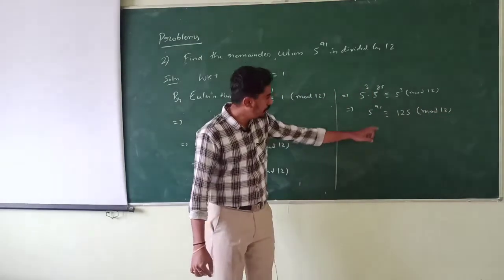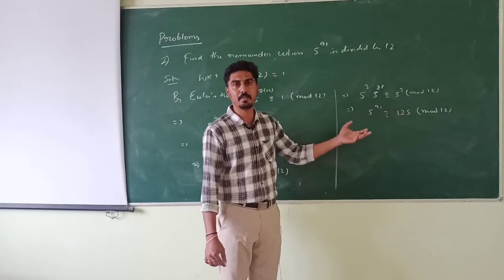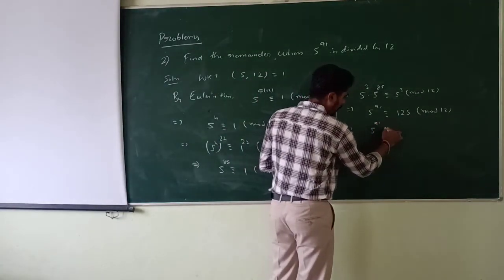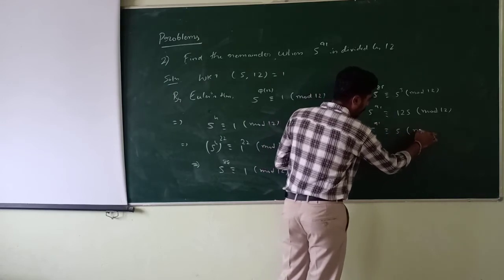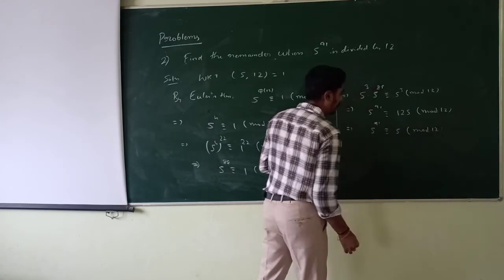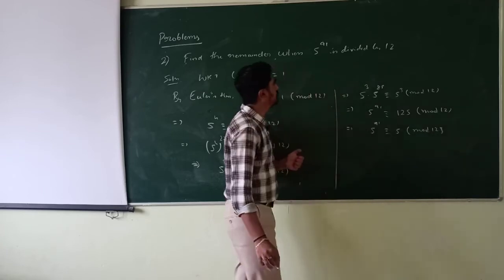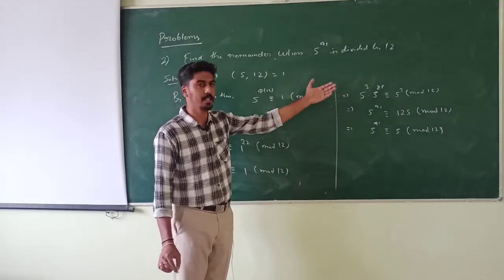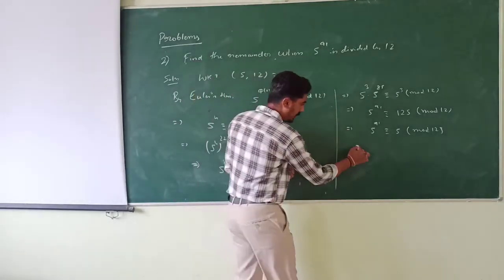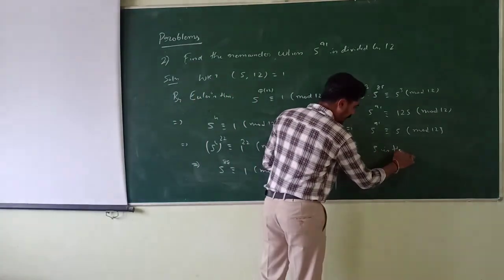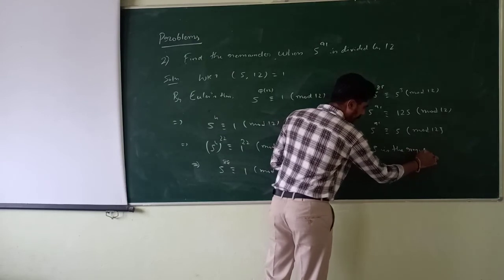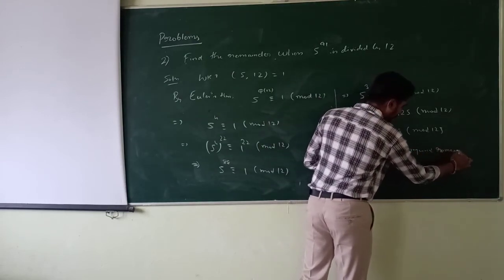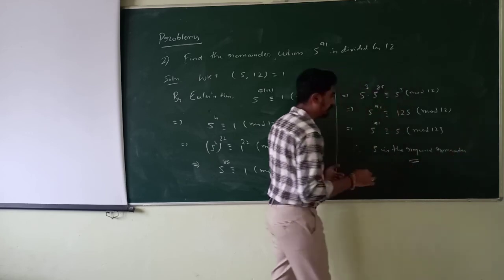When I divide 125 by 12, the remainder we get is 5. Therefore, 5 power 91 is congruent to 5 modulo 12. So, the remainder when 5 power 91 is divided by 12 is 5. Therefore, 5 is the required remainder.